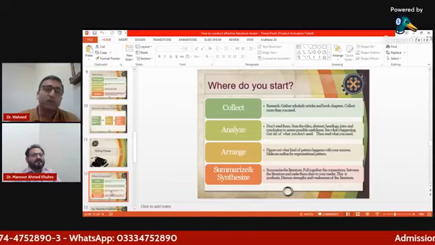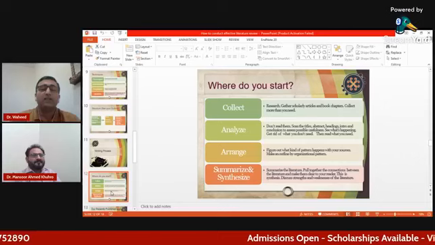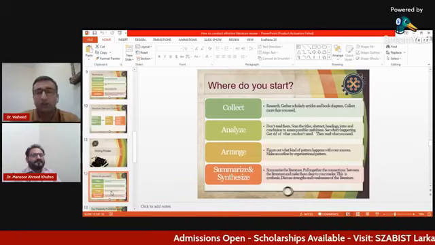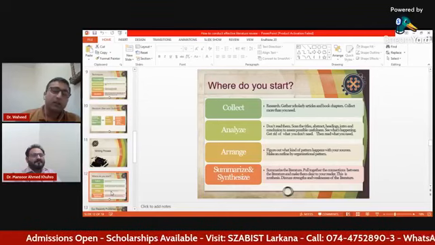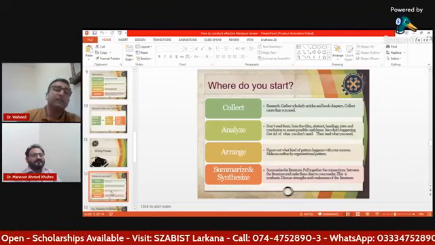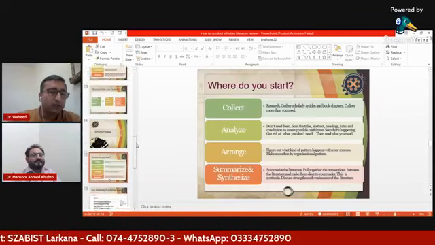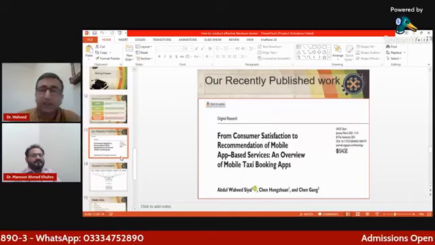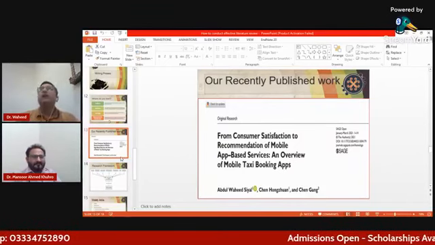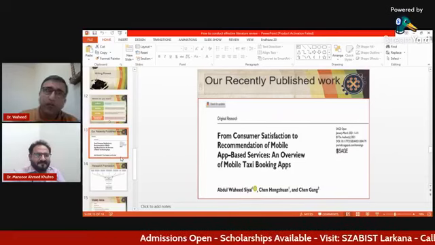So these are the four steps. First we have to collect the information, we have to analyze and see what is the relevance within those materials, and then accordingly you have to arrange, summarize, and synthesize. So let's have a look at the next slide. I have also put some examples of how you can summarize, synthesize, or identify.